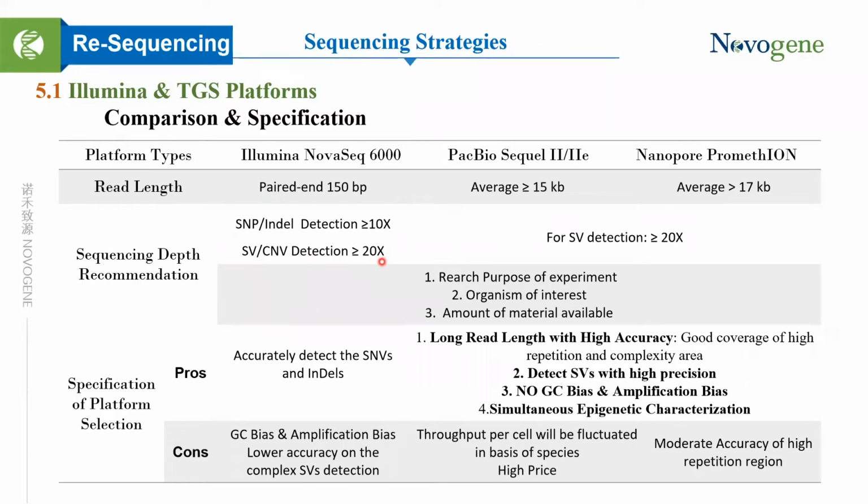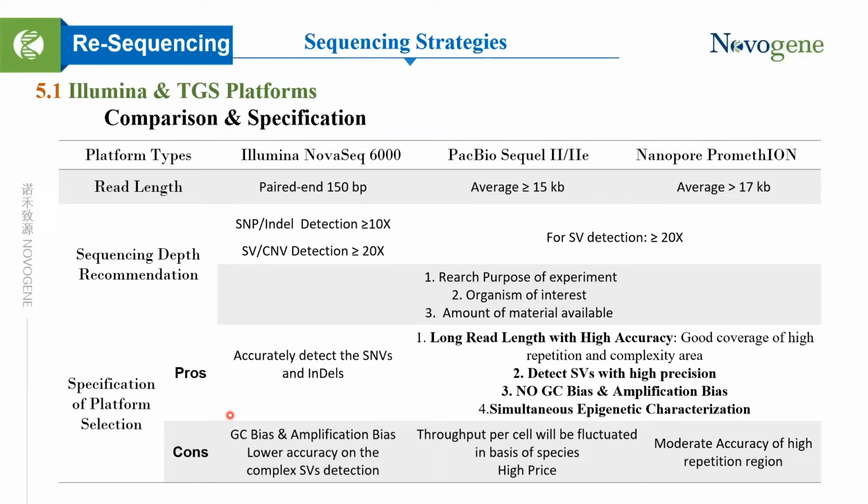Nevertheless, the sequencing depth shall be determined by the research purpose of the experiment, the organism of interest, and the amount of material available. The Illumina sequencing is superior in accurate identification of SNPs and InDels. However, it also has drawbacks of amplification bias owing to the deployment of PCR amplification. Furthermore, limited read length also results in low connectivity and GC bias.